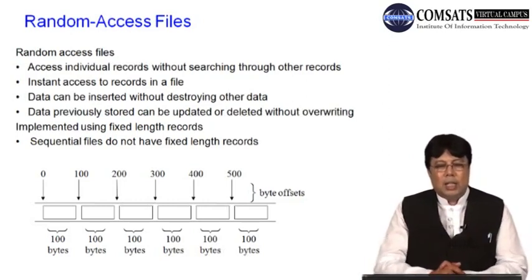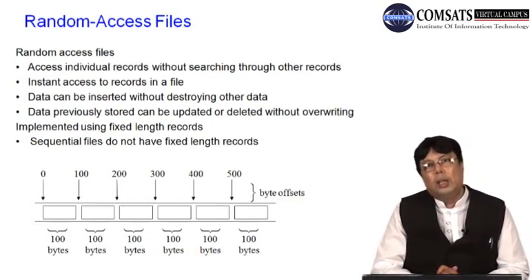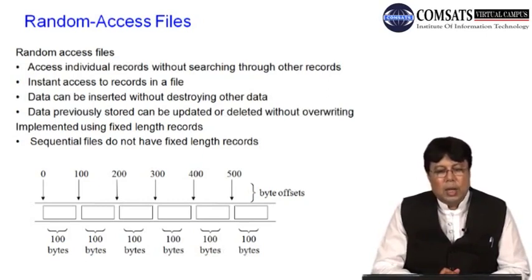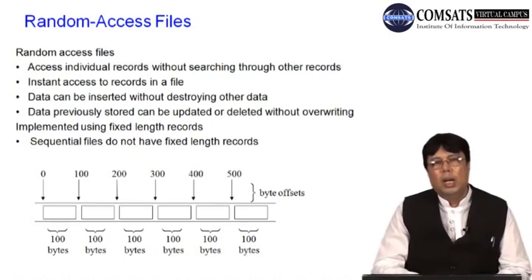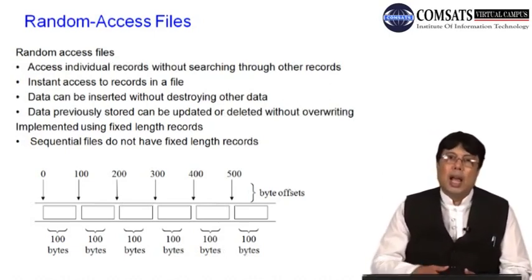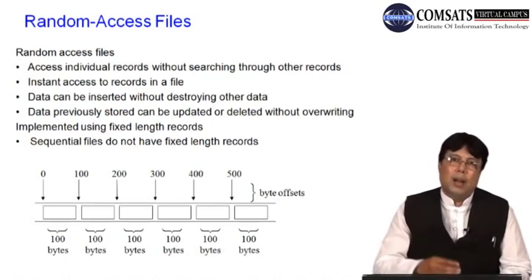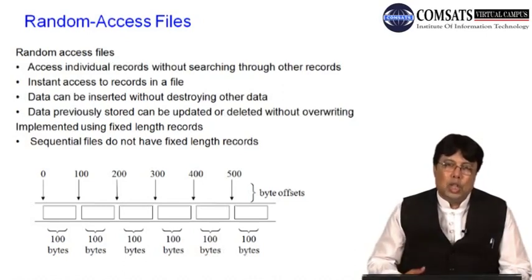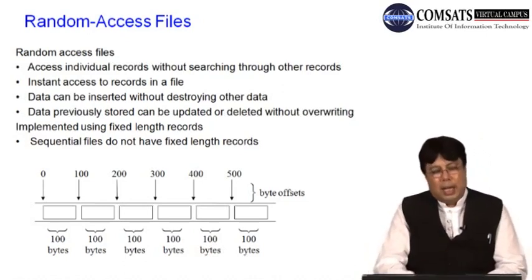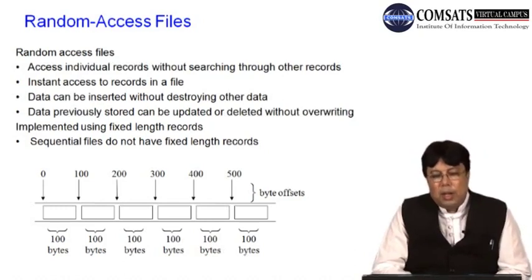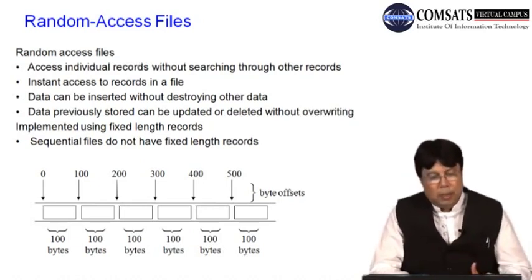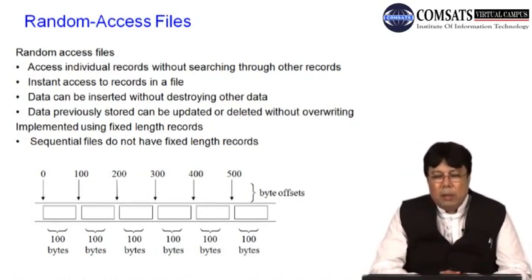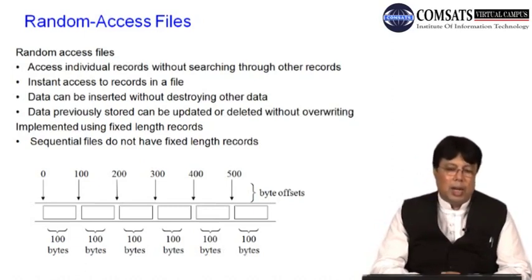So a random access file accesses individual records without searching through other records. Number two, instant access to the records in the file. If we are allowed to directly go to any specific record, it means that we have access to any individual record, and we know the position of that particular record, so that we can access it. So data can be inserted without destroying the other data. We can directly retrieve one particular record and update the data. Then the data previously stored can be updated or deleted without overwriting it.